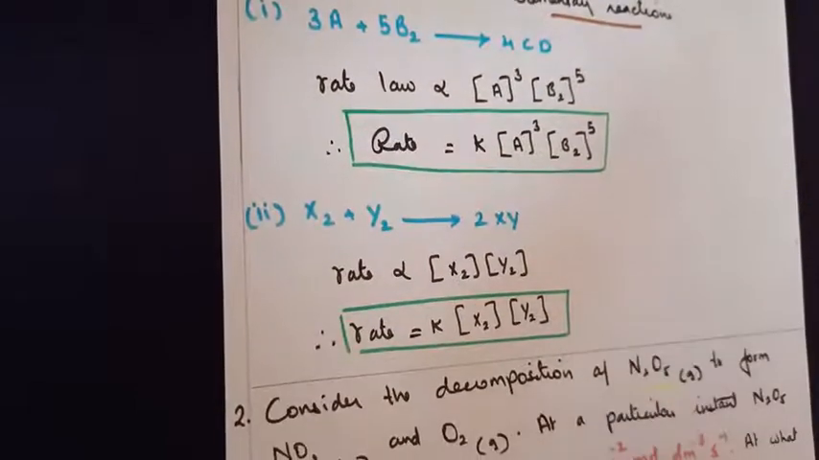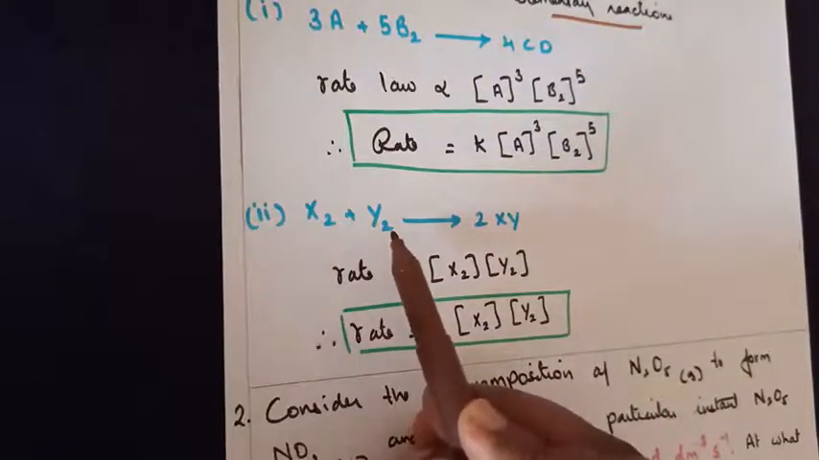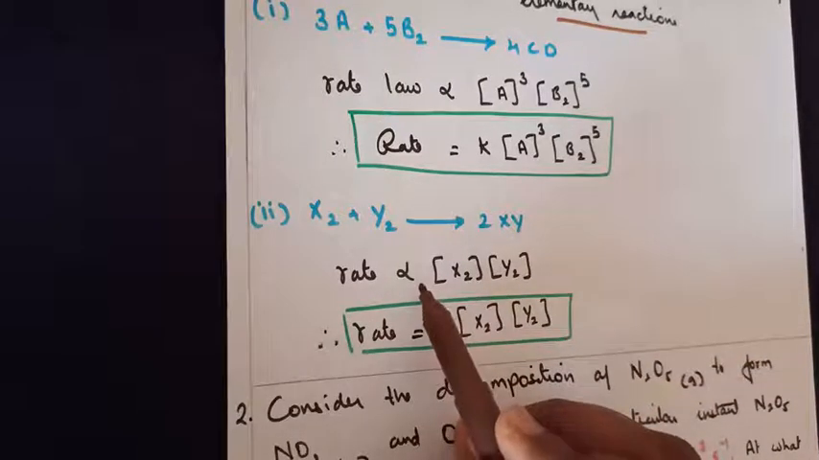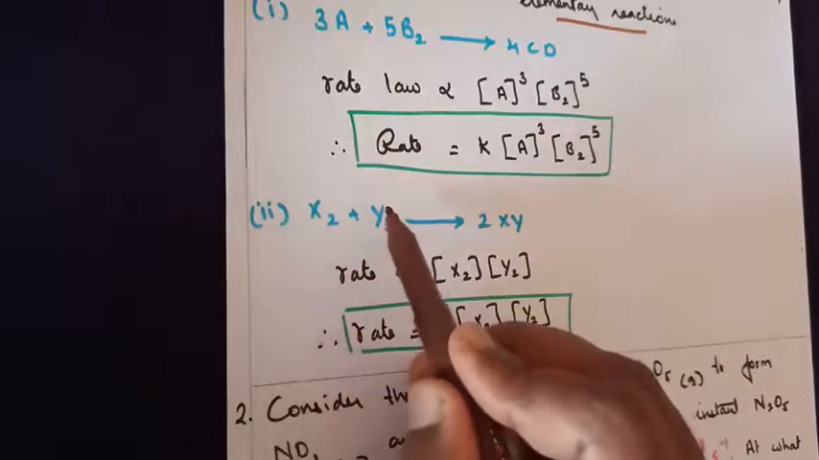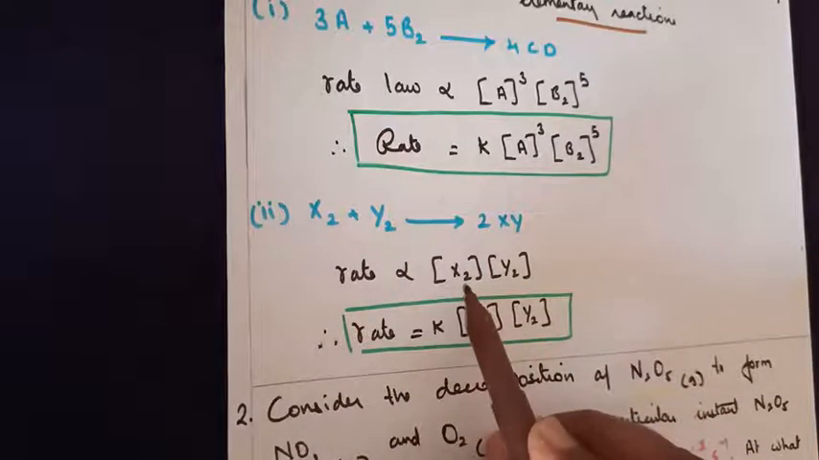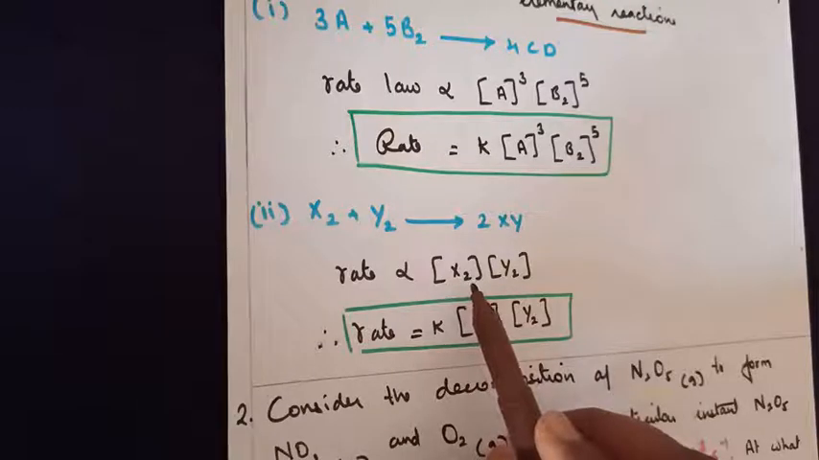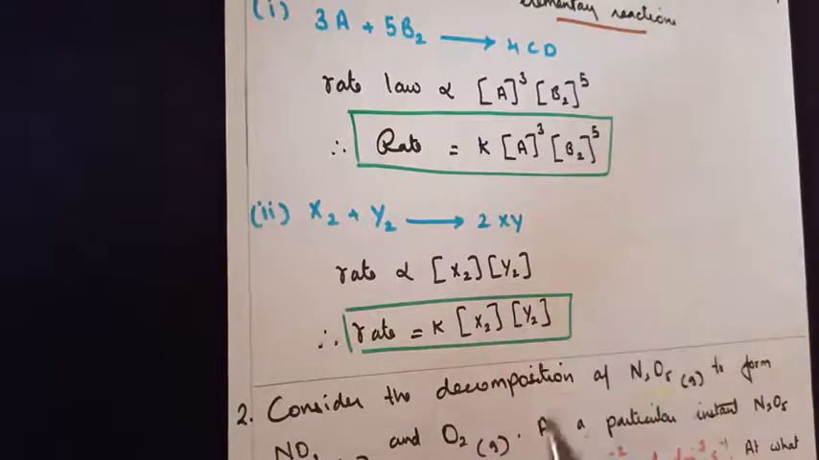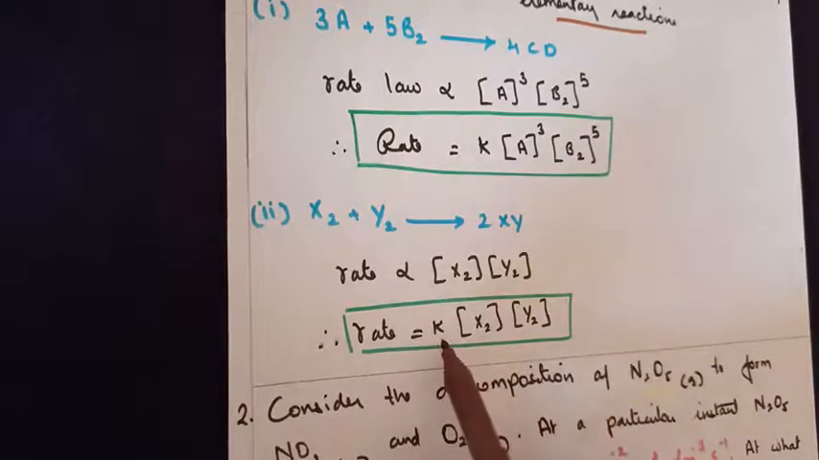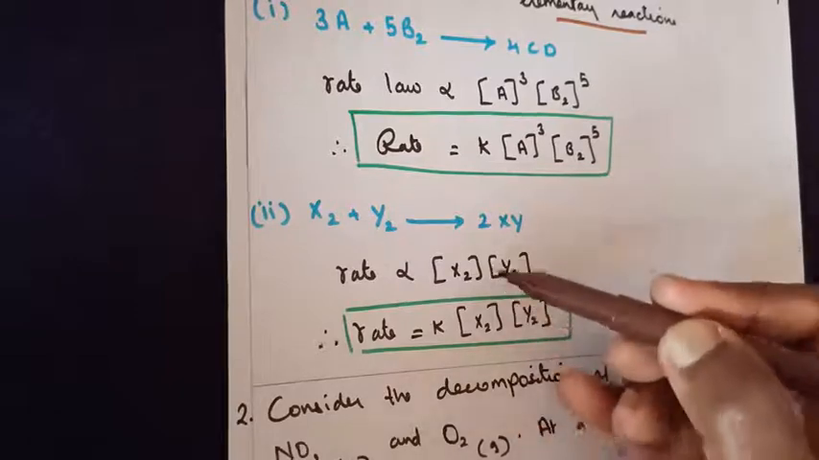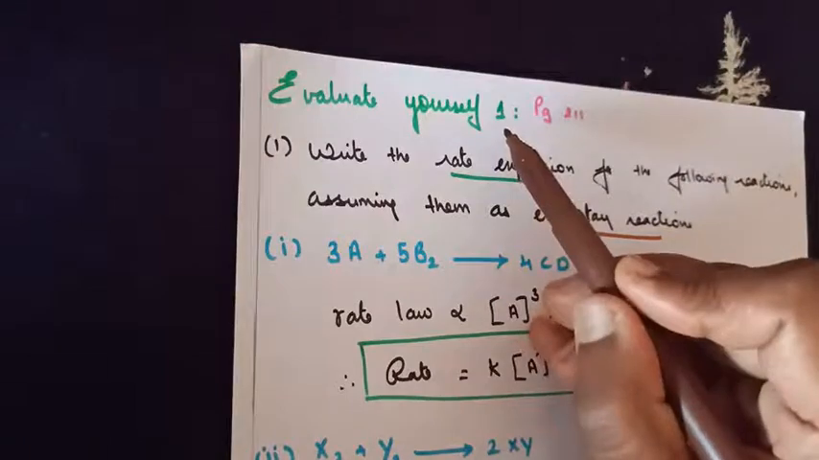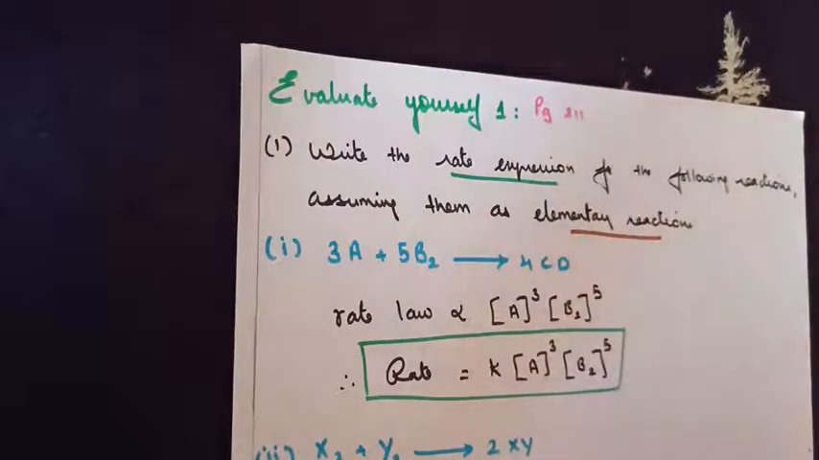Now one more question you are given, X2 plus Y2 giving us the product 2XY. Now rate is proportional to, here the stoichiometric coefficient is 1. When there is nothing, we imagine it to be 1 here. So it's proportional to the concentration of the reactant X2 and the concentration of the reactant Y2. The next step all you have to do is replace this with a rate constant and write the remaining as it is here. Now this question is taken from Evaluate Yourself 1 from page number 211.